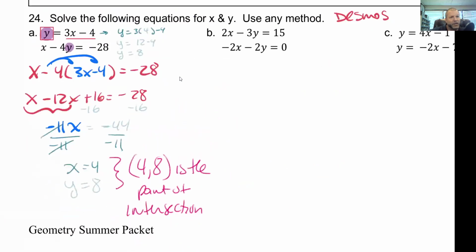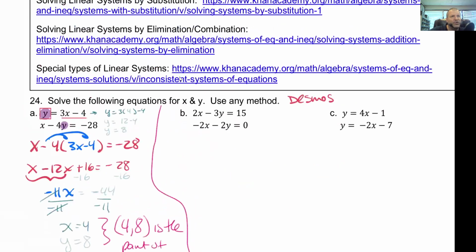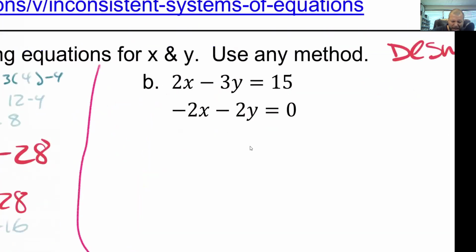The second equation is kind of made for elimination method. So generally when you have two equations in standard form, elimination tends to be the best way to attack things. The idea behind elimination is that we want to combine our equations. Generally, we want to make them look the same first, right?